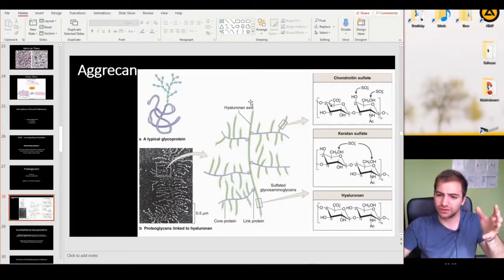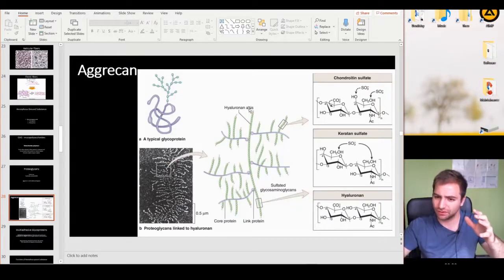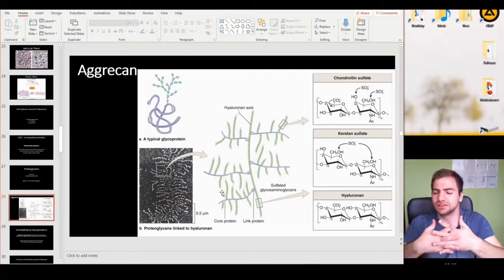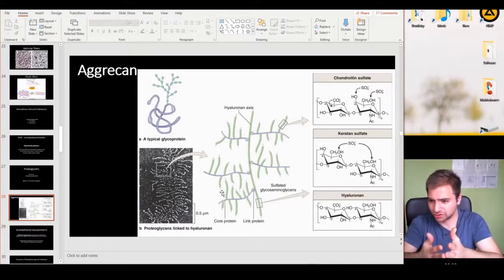Now on this hyaluronic axis we have bound glycoproteins. Again, this is the glycoprotein part, and this is again the glycosaminoglycans. They form this whole complex of the hyaluronic axis, the link protein and core protein, and along them again we have the glycosaminoglycans. This is the whole conformational size. The whole architecture is actually very complex.